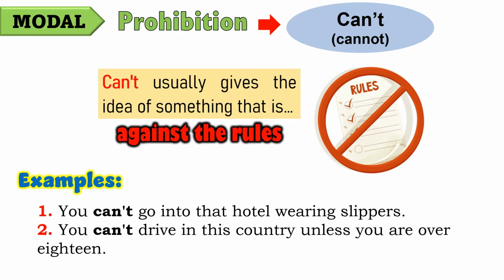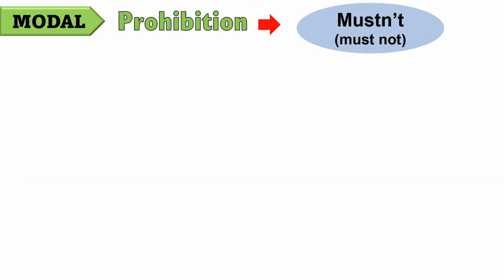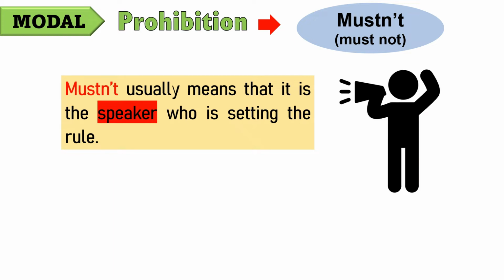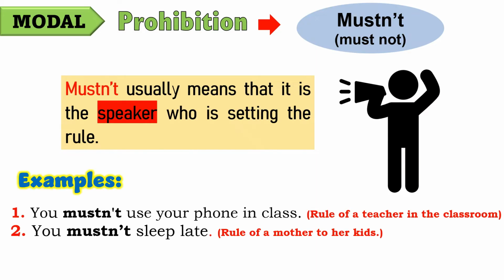Examples: you can't go in that hotel wearing slippers. You can't drive in this country unless you are over 18. While mustn't usually means that it is the speaker who is setting the rule. Meaning, yung taong nagsalita ng statement ang nagset ng rule na dapat mong sundin. As in, you mustn't use your phone in class. Rule of a teacher in the classroom. You mustn't sleep late. Rule of a mother to her kids.